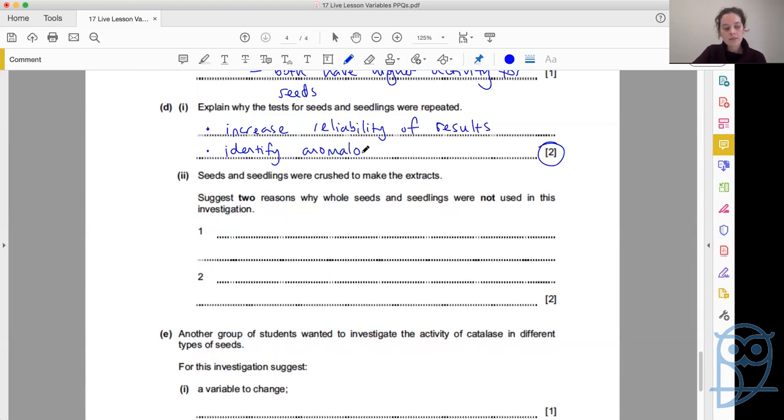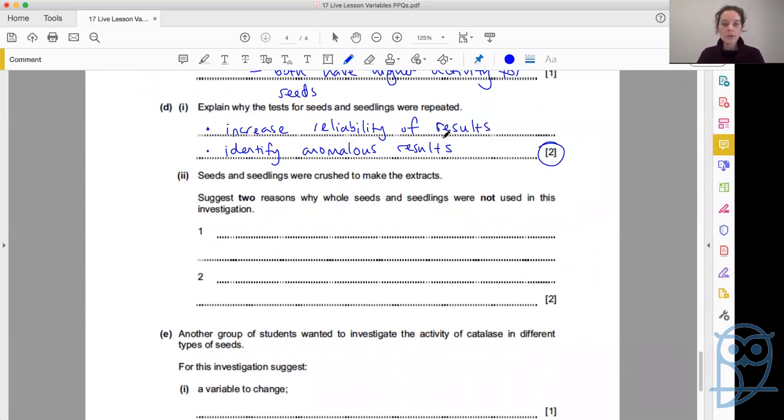anomalous results. Okay, so we repeat to increase reliability, and part of that is identifying anomalous results, because then we would leave that anomaly out of our calculations for averages and things like that. Okay, we know something went wrong in that experiment.